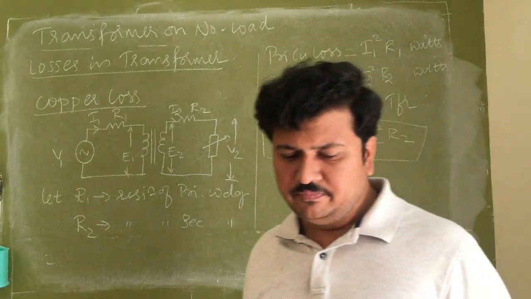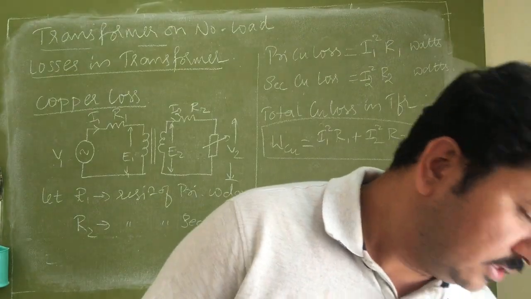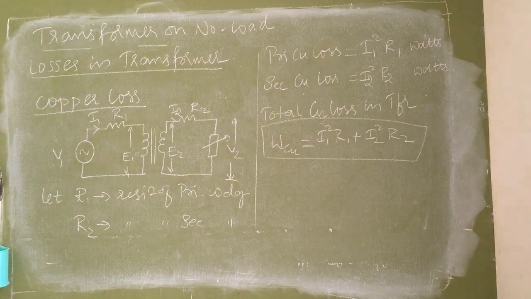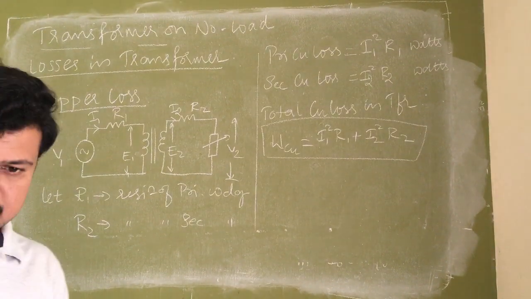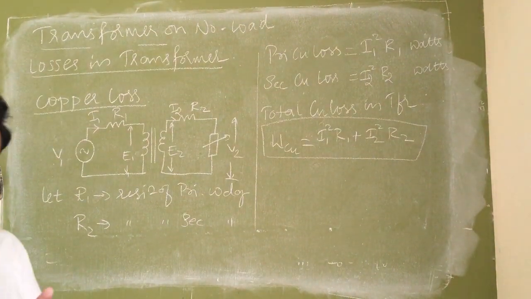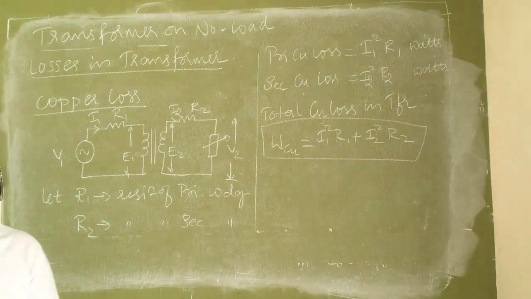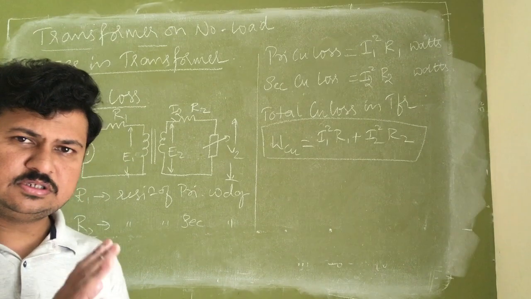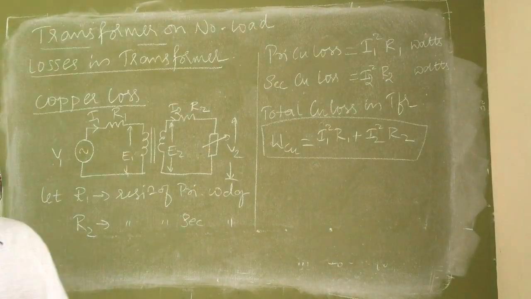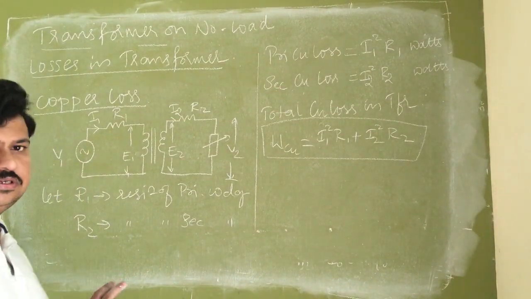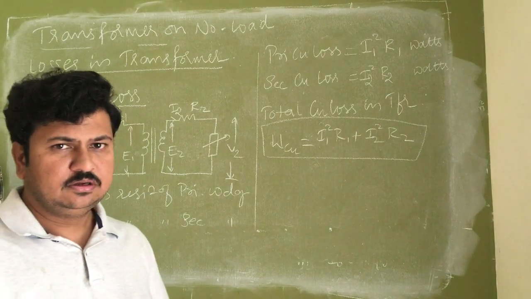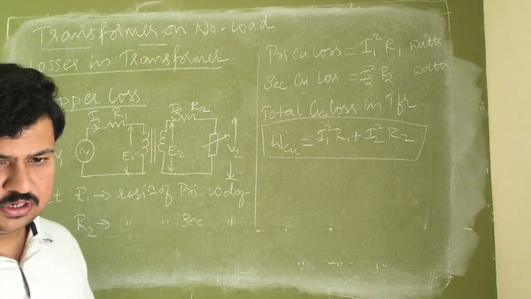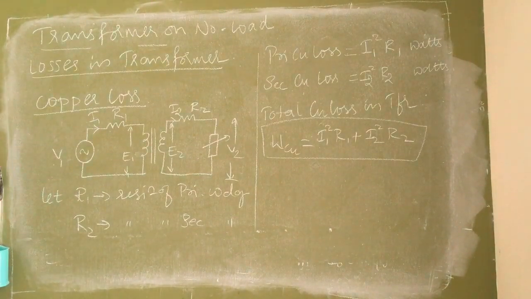So today we will finish with this content of the lecture. Today we have seen the transformer on no load and the concept of losses. We have seen why even on no load the transformer draws some amount of current. We have seen the concept of losses, the concept of output, and the variable losses. So in the next class we will see the constant losses.